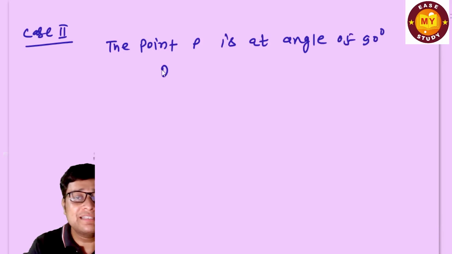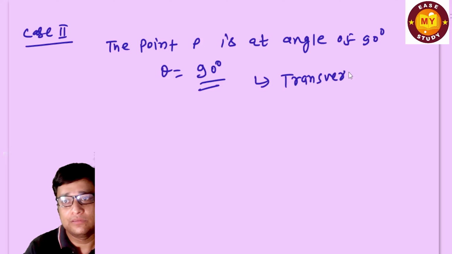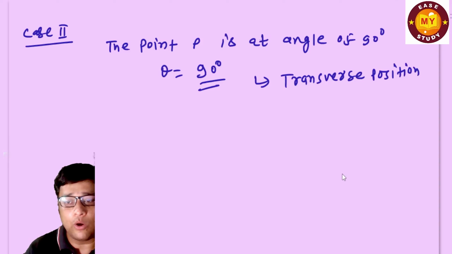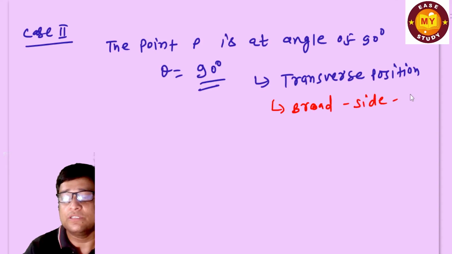Means in this case, theta is 90 degree, which is called the transverse position. In some books, it may be written as broadside on position, B-R-O-A-D, broadside on position. So for such a case, theta is 90 degree.